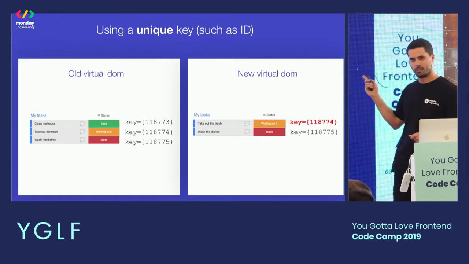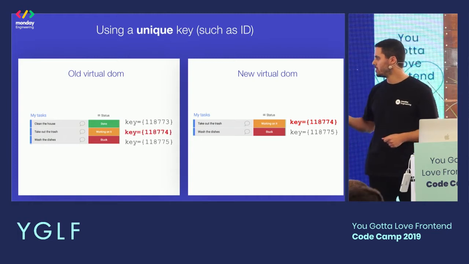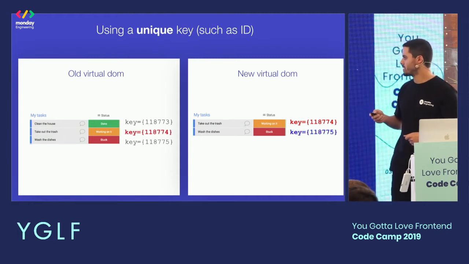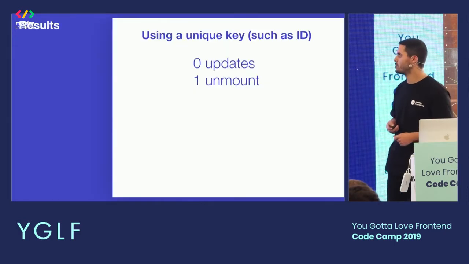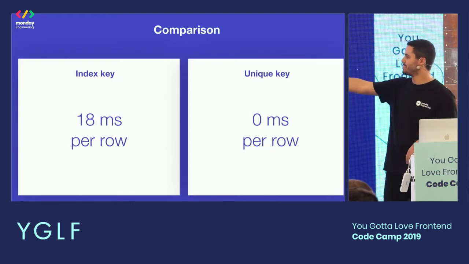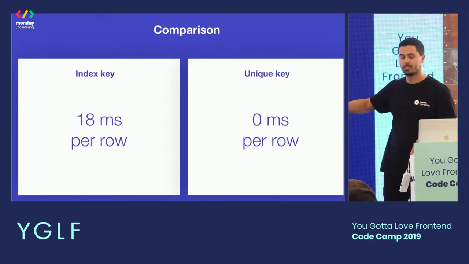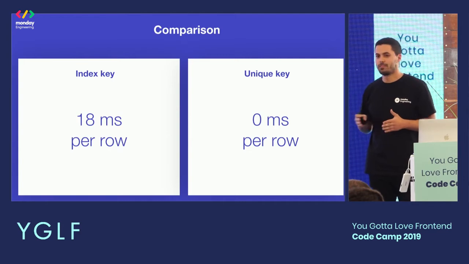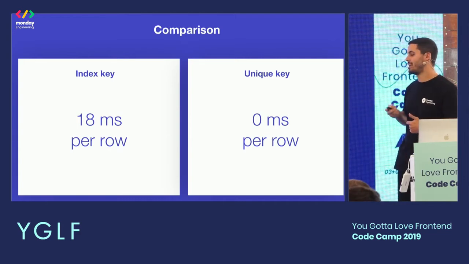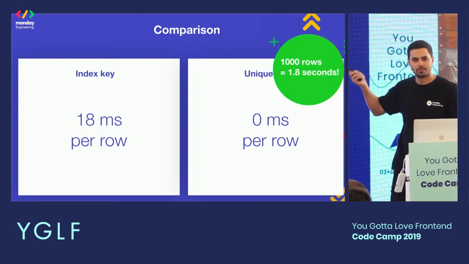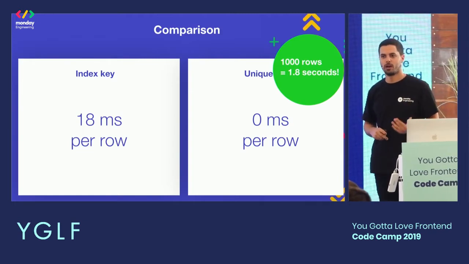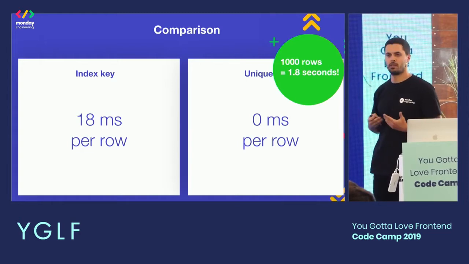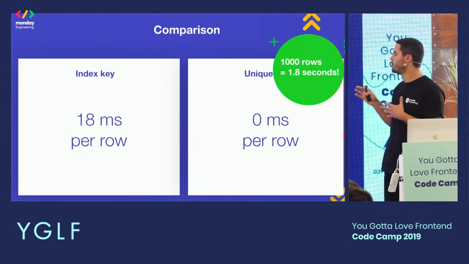So now when React looks for the first key in the old virtual DOM, it will find the right element. Same for the second one, and now it will throw away only the first element that was actually deleted. So this time we had 0 updates, which is crazy. In the first example with the index, we had 18 milliseconds, which sounds maybe not that much, and 0 milliseconds in the unique ID example. But again, when we talk about 1,000 rows, it would take 1.8 seconds only to delete 1 element. So think about how impactful it would be to save that in terms of user experience, with a very, very simple action.